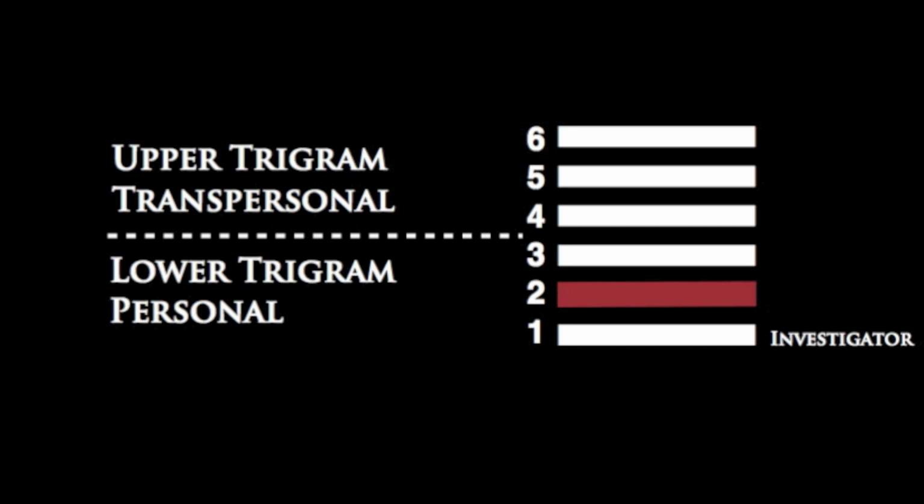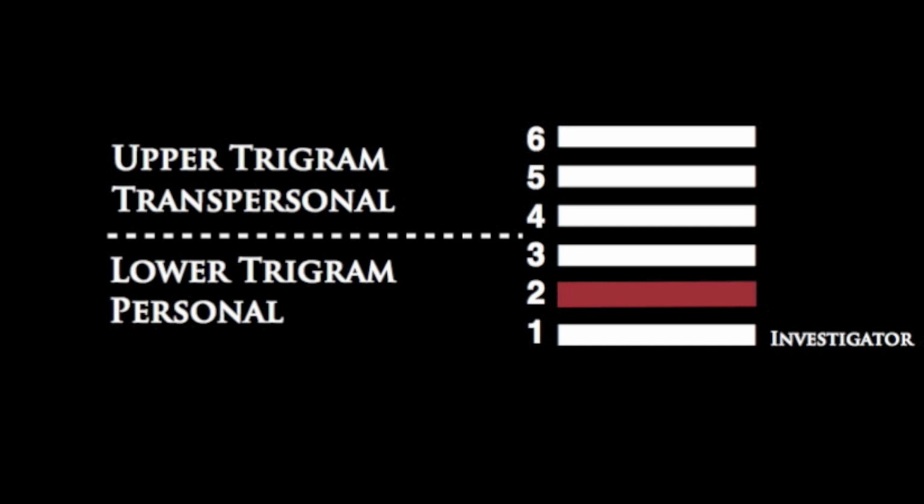But the thing is, that first floor has a picture window in the front, and everybody can sort of look in and see what this person's doing. Maybe they're really good at guitar. Maybe they're really good at things. But it's still in the lower trigram, meaning that very personal world.